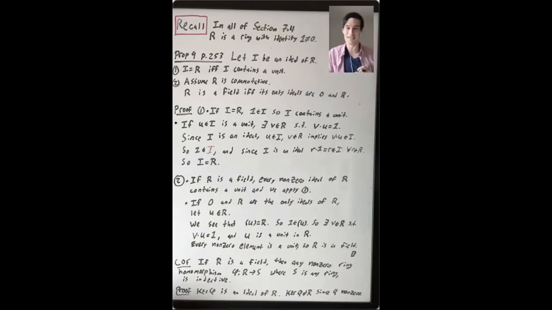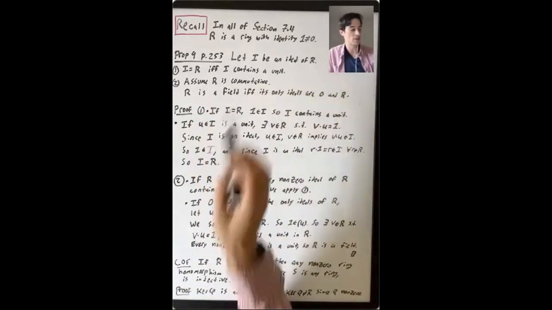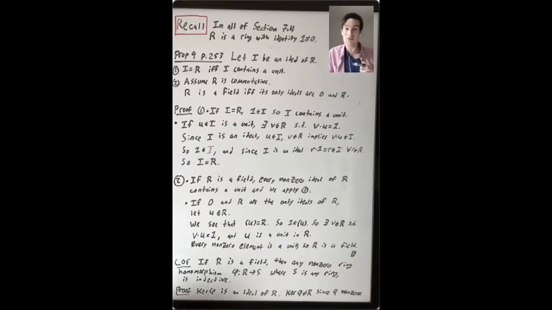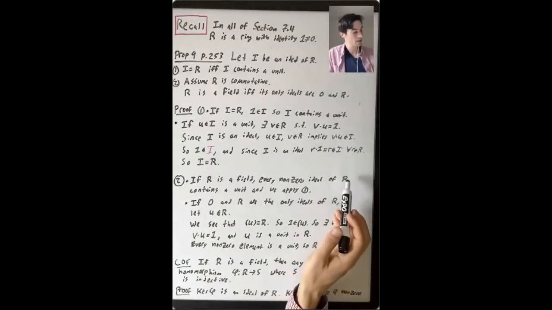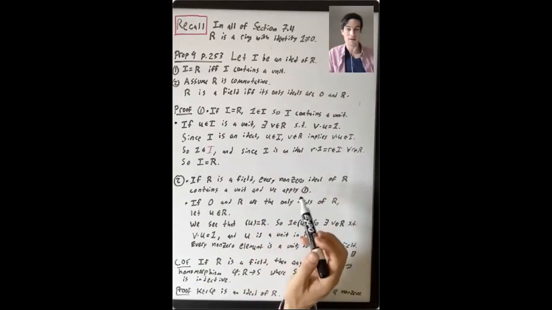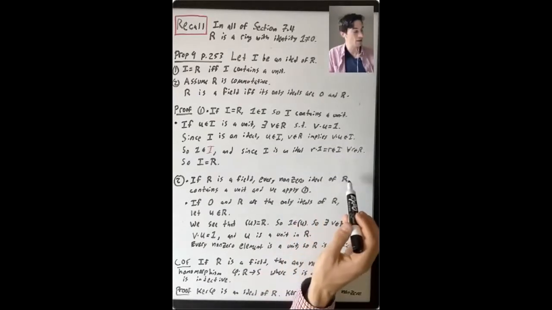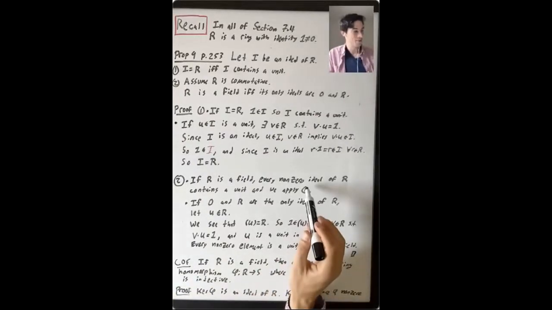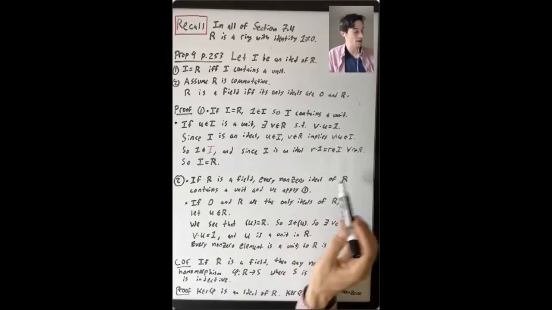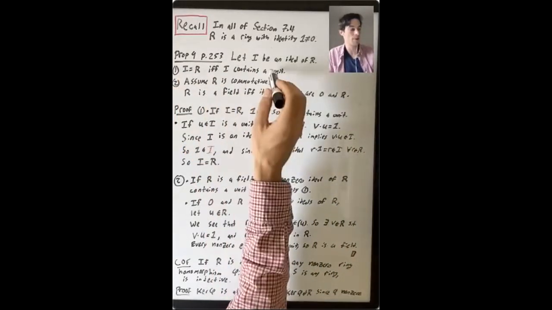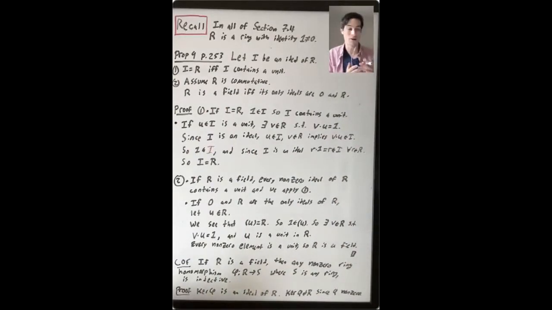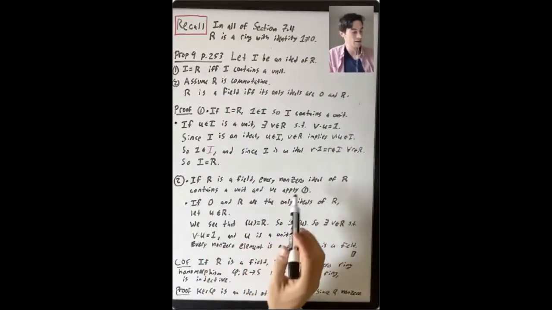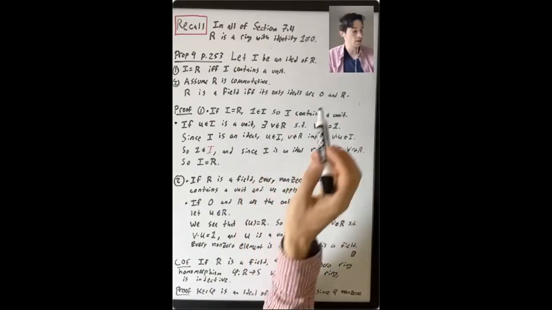Okay, let's do the second statement. Let's first assume R is a field. In a field, every non-zero ideal of R contains a unit. Why is that? Because every non-zero ideal of R contains a non-zero element of R, and every non-zero element of R is a unit. So once you know that every non-zero ideal contains a unit, then applying part 1 says that every one of these non-zero ideals is the whole ring R. So the only ideals in the field are 0 and R.